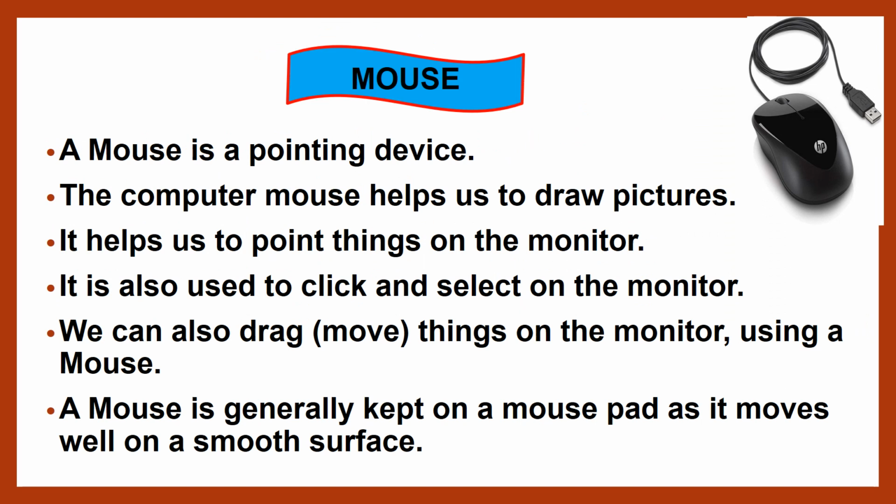Children, let's see in detail about mouse as a part of computer. Mouse. A mouse is a pointing device. The computer mouse helps us to draw pictures. It helps us to point things on the monitor. It is also used to click and select on the monitor. We can also move things on the monitor, using a mouse. A mouse is generally kept on a mouse pad as it moves well on a smooth surface. So, let's see practically the working and functioning of mouse with the following video.